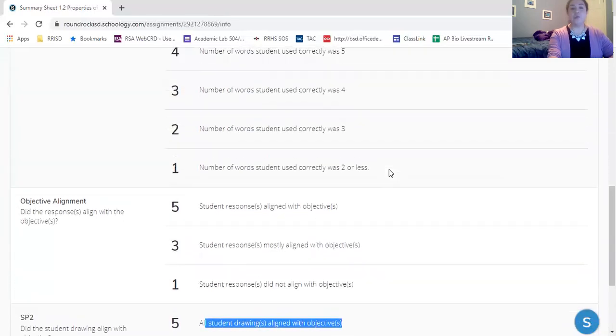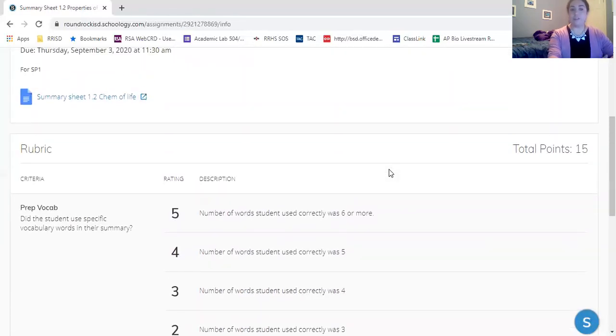And so this is the rubric we're going to be using all year long for the same activity. It's just what's going to change every time is the summary sheet itself. For today, your summary sheet is on the properties of water, the structure and the properties of water.